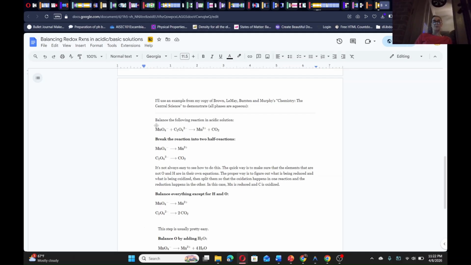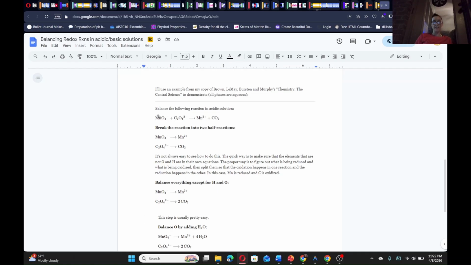Okay, so if you have this reaction, permanganate and dichromate make manganese and carbon dioxide, okay? The first thing you want to do is split them into their two half reactions by assigning oxidation state to each element and identify what is oxidized and what's reduced, okay?